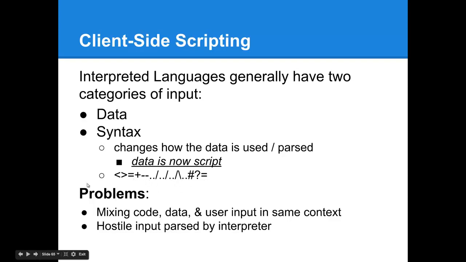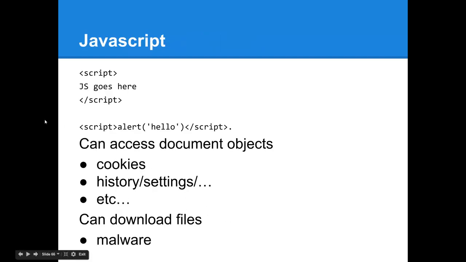The problem here, as with binary exploitation, is that the mixing of code, data, and user input in the same context, the system simply cannot distinguish without extra developer additions between them all. And so the problems arise when hostile input is then parsed by an interpreter. So the developer's job is to prevent any input from being parsed by an interpreter, which is difficult, especially in complex web pages.